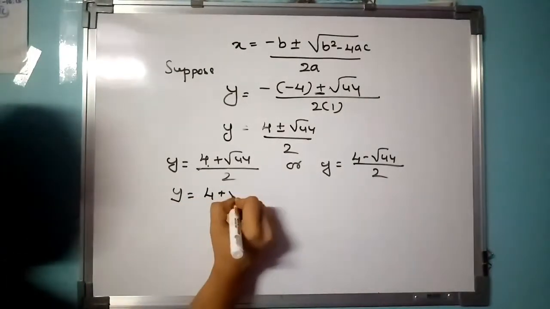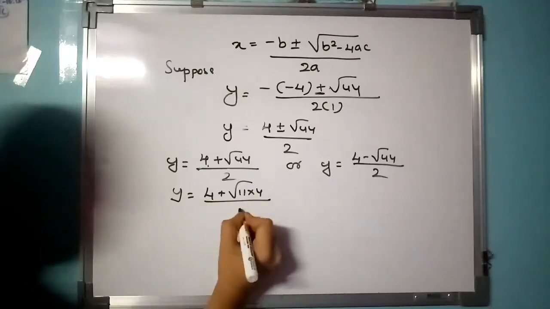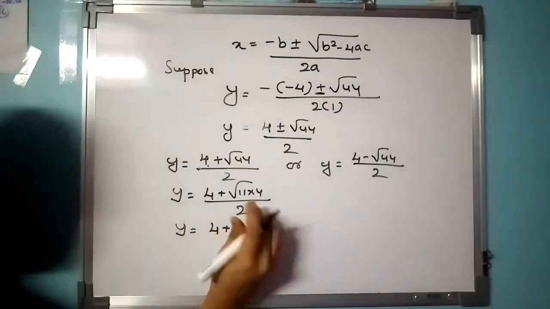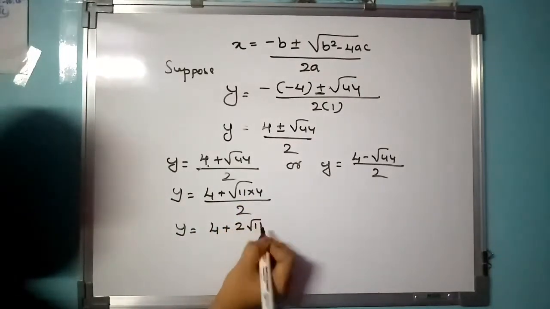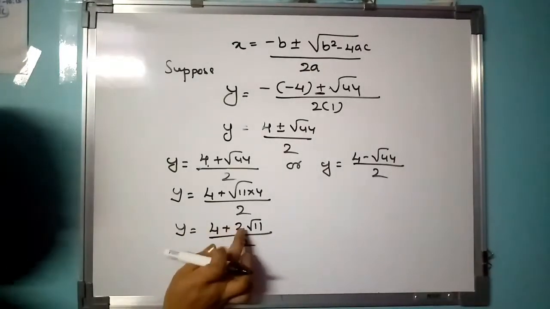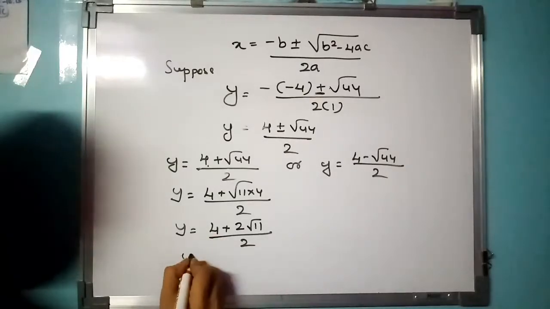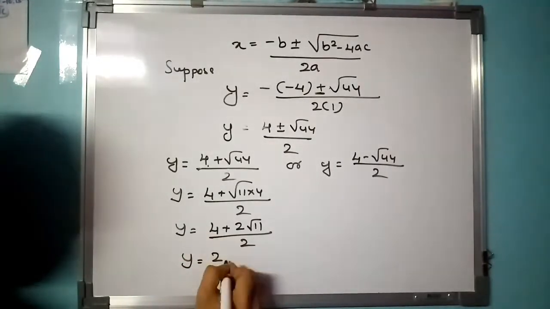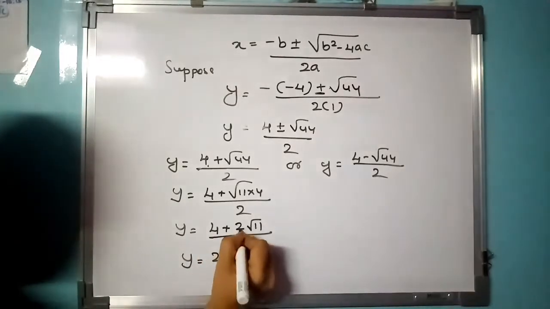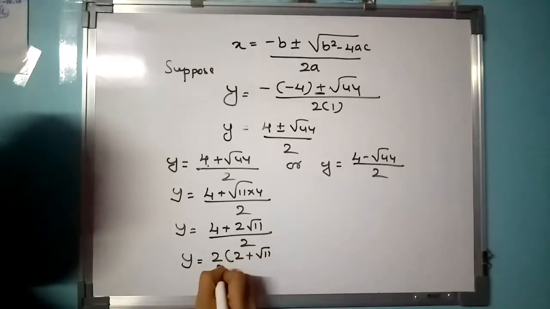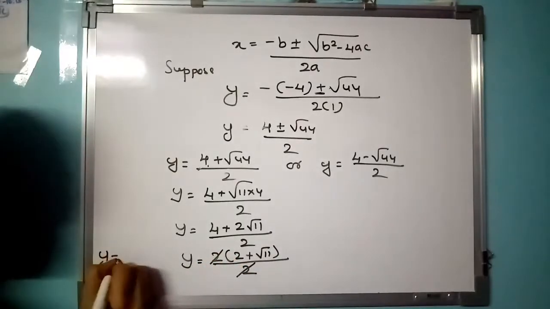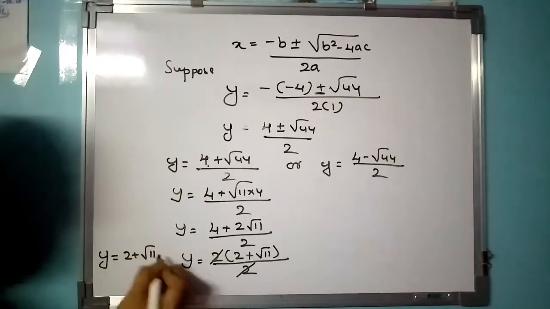So 44 means 11 into 4. We have to find the hidden square root in this. So 4 plus under root 4 means 2, under root 11, 2 as it is. Now we can see that there is 4, 2 and 2, which means 2 is common. So y is equal to 2 taken as common, 2 outside, plus 2 ones are 2, so nothing, only root 11 upon 2 as it is. 2 2 cancelled, so y is equal to 2 plus root 11.